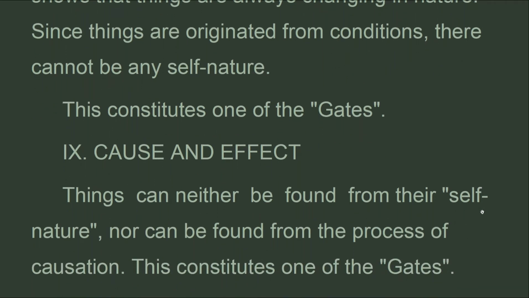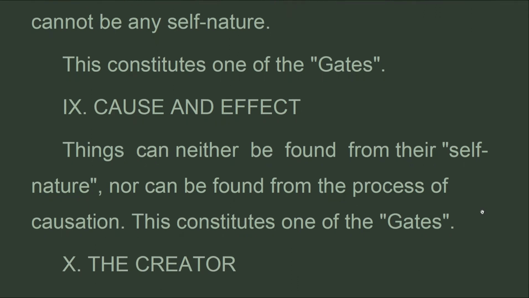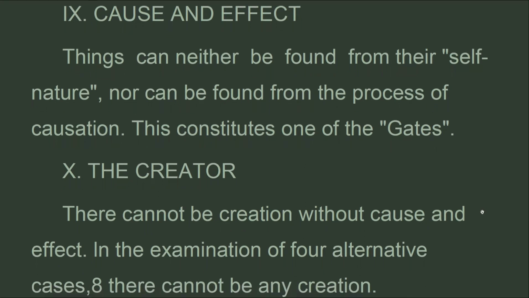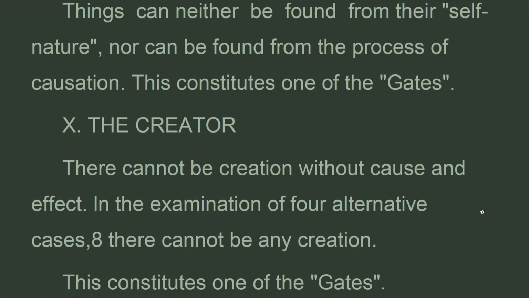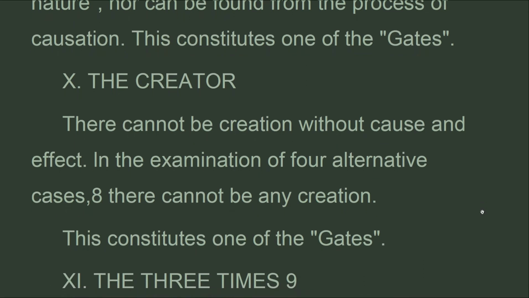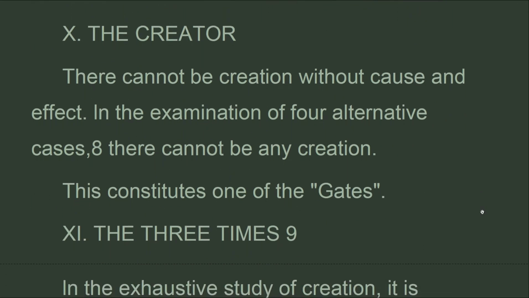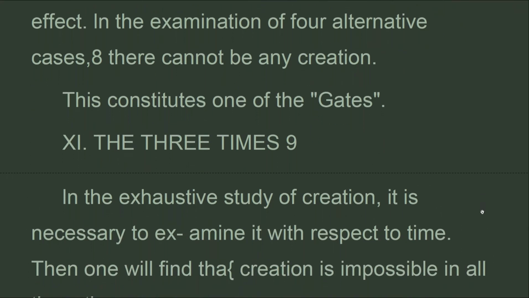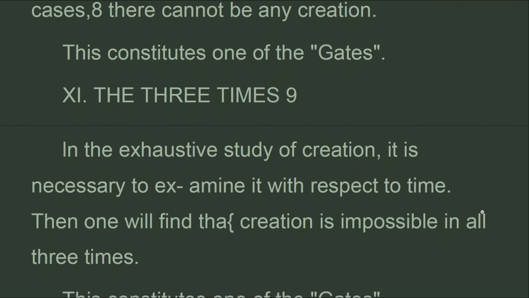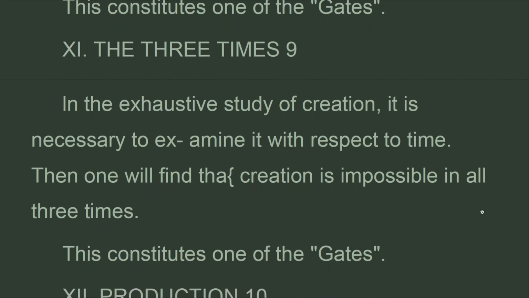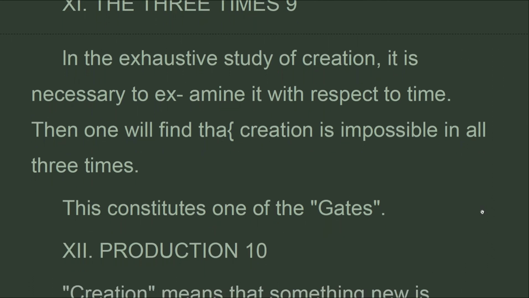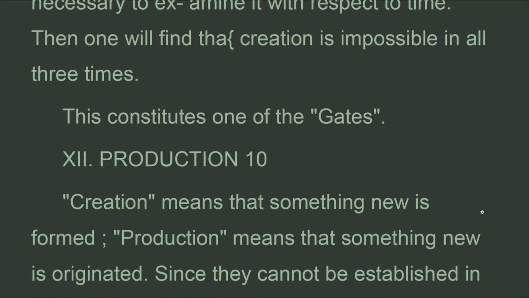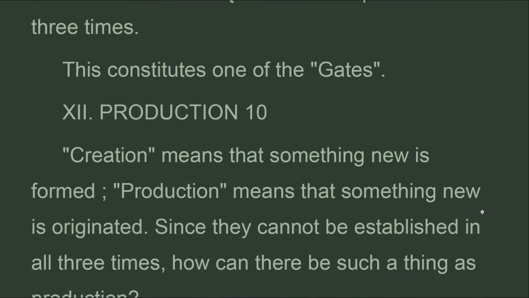9. Cause and effect. Things can neither be found from their self-nature, nor can be found from the process of causation. This constitutes one of the gates. 10. The Creator. There cannot be creation without cause and effect. In the examination of 4 alternative cases, there cannot be any creation. This constitutes one of the gates. 11. The 3 times. In the exhaustive study of creation, it is necessary to examine it with respect to time. Then one will find that a creation is impossible in all 3 times. This constitutes one of the gates.